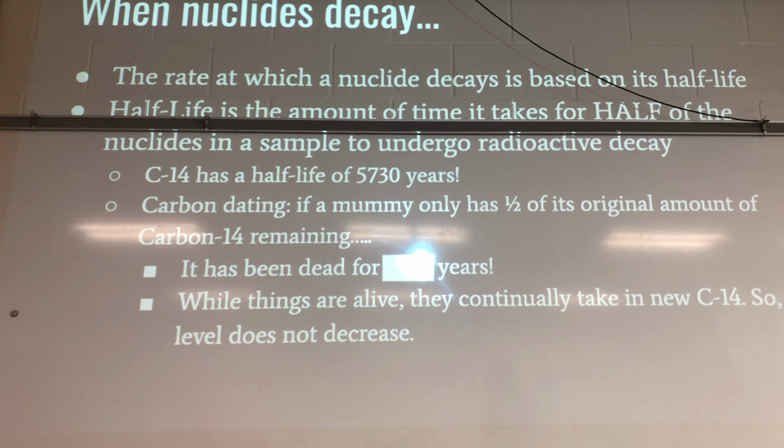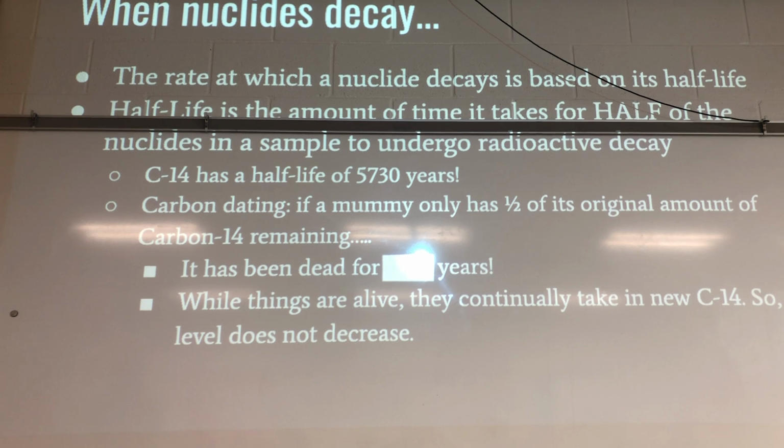Yeah? How would they know how much it started with? So it's like a percentage thing, right? Because they can say, okay, we know that percentage-wise it would have started with this much, and now it's down to 50% of the original. Does that make sense? Which means for carbon, it's been about 5,730 years. So, great question.